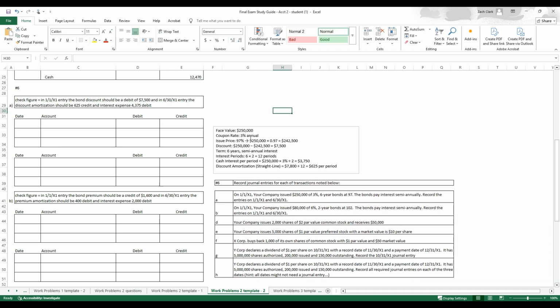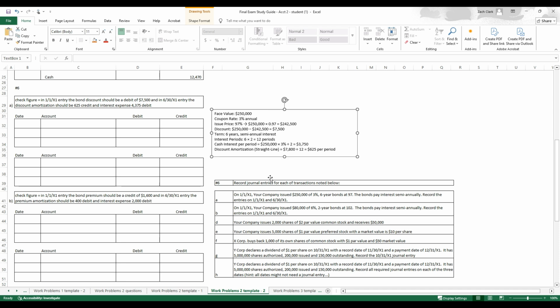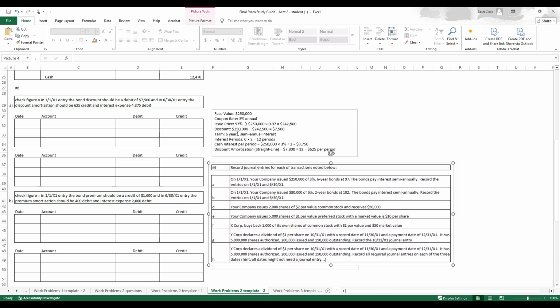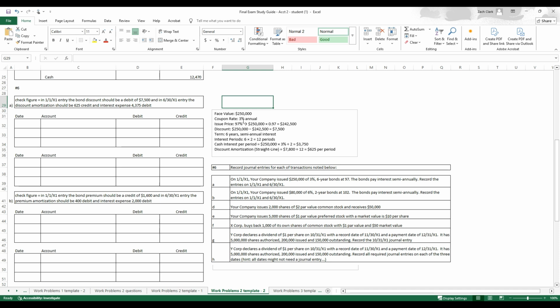Okay, so here's some helpful information for this problem also. Here's the face value, and it's just there, 3%. So the issue price, when we say at 97, that means we're going to take 250,000 times 0.97 to basically indicate that the amount of cash that we're going to receive is going to be less because we're issuing it at a discount. So we're only going to receive $242,500 instead of the $250,000.